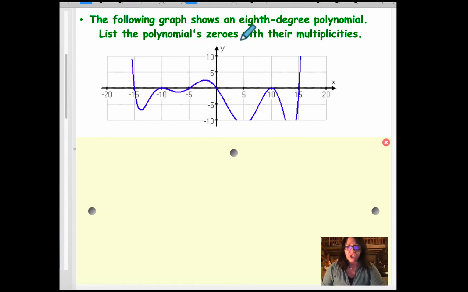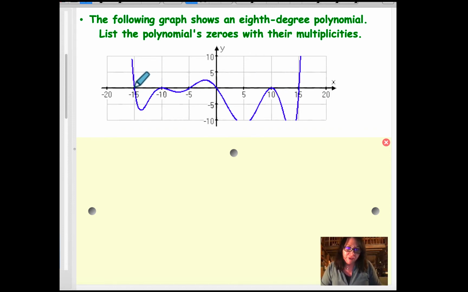This graph shows an eighth degree polynomial. So that means eighth degree means that I'm going to have eight zeros. But keep in mind, just because I have eight zeros doesn't mean that all my zeros are real. I could have some imaginary zeros. In that case, they're not all going to cross the x-axis.